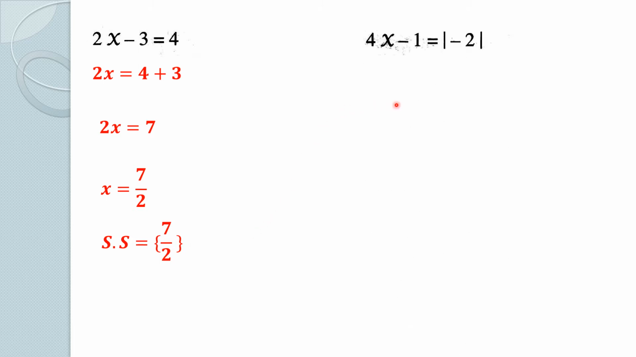Okay. 4x minus 1 equals the absolute value of negative 2. The absolute value of negative 2 means 2. By adding 1 to both sides, 4x equals 2 plus 1. Therefore 4x equals 3. Divide both sides by 4, therefore x equals 3 over 4. The solution set equals {3 over 4}.